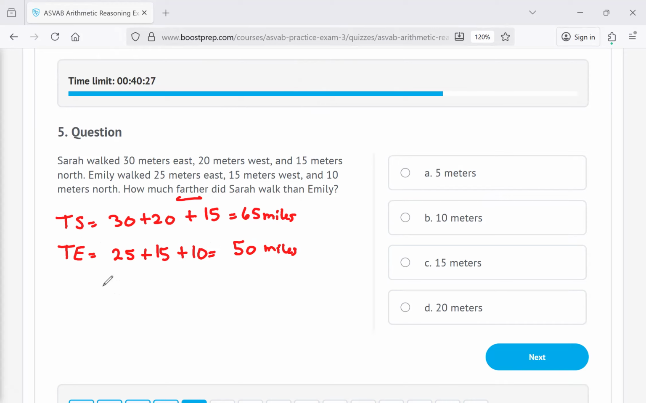So you just subtract from Sarah to Emily, right? So 65 minus 50, which is 15 miles. So C.